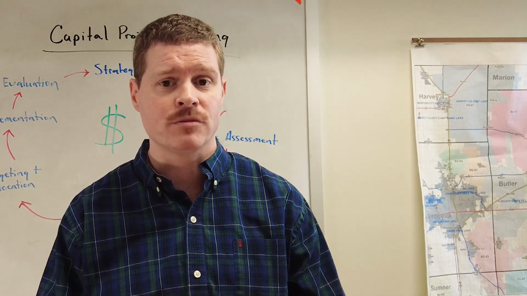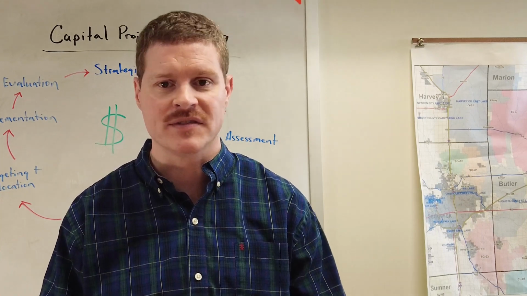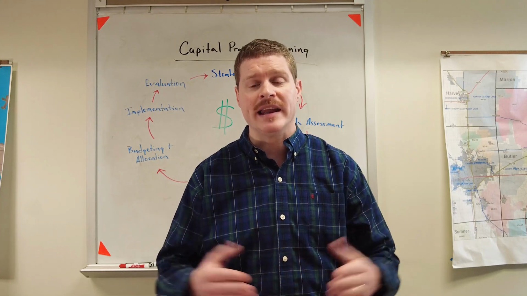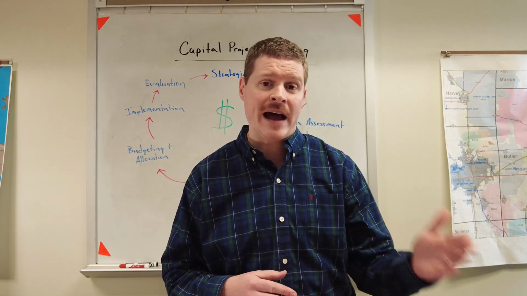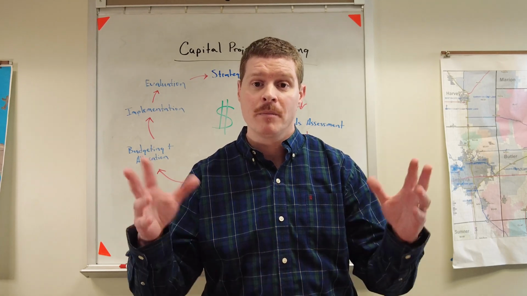Oftentimes, the general obligation bonds are issued for 10 years or for 20 years, depending on the preference of the city and its policies. During that time, the city will make payments to pay down the bond. And then after the term is completed, the bond will be retired and the asset will be paid for.